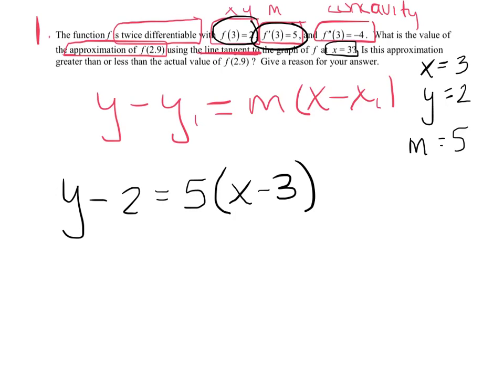Once I have that line, now I can approximate anything I want. So let me stress, this is not the exact value. We're just approximating what we're going to get. So I'm just going to simply substitute now. Notice I'm not changing my x or my y or my slope. Those must remain. I'm just plugging 2.9 into my equation.